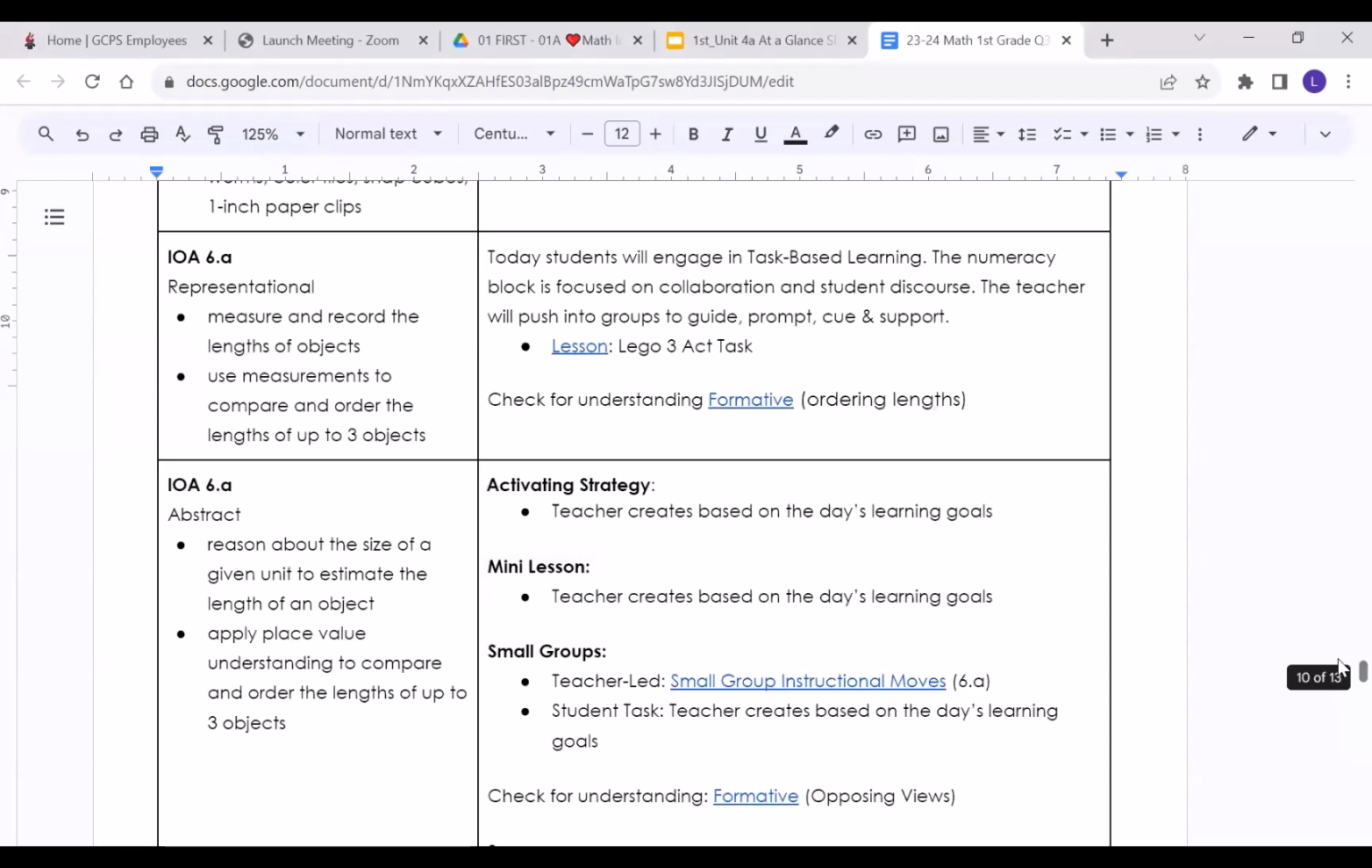As we move into about 2 representational and abstract days, students see images of objects and count the length units to compare and order the objects, as well as estimate length by reasoning about the size of a unit and order objects given their lengths.